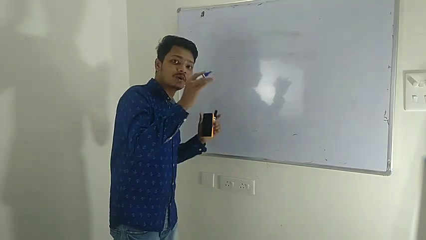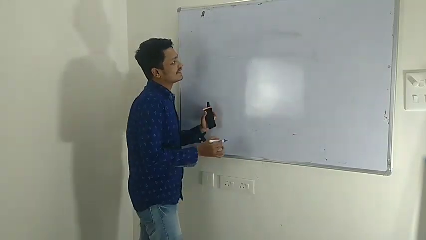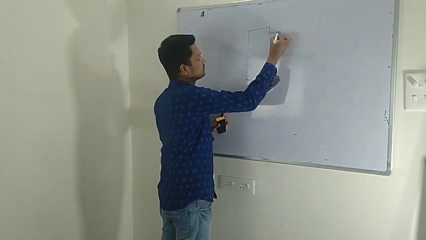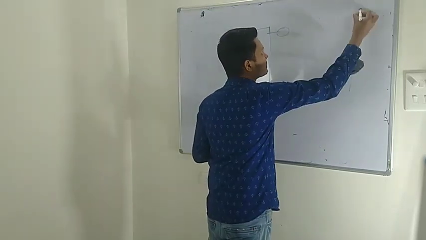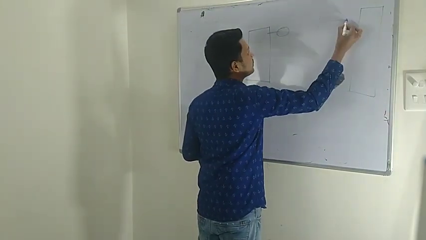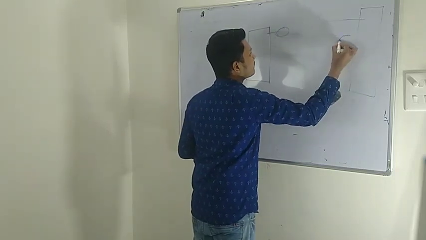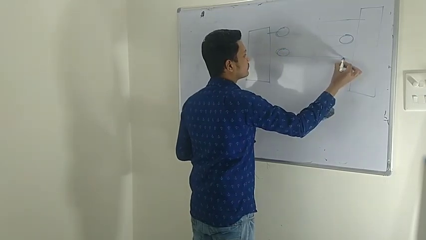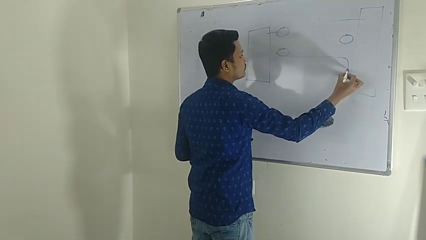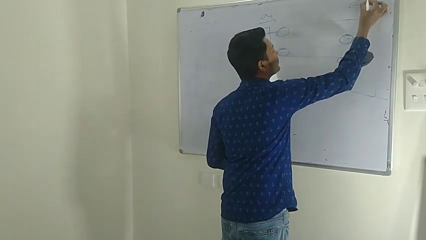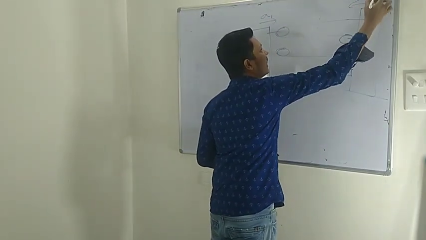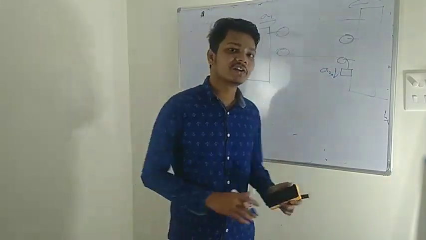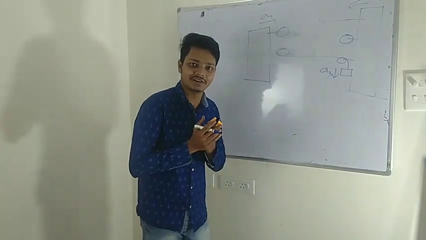Next, let me give you one more problem from this concept. Don't worry. Now, this is going right with an acceleration a1, this is going left with an acceleration a2, and this is going down with an acceleration a3. Now we have to find a relation between a1, a2 and a3.